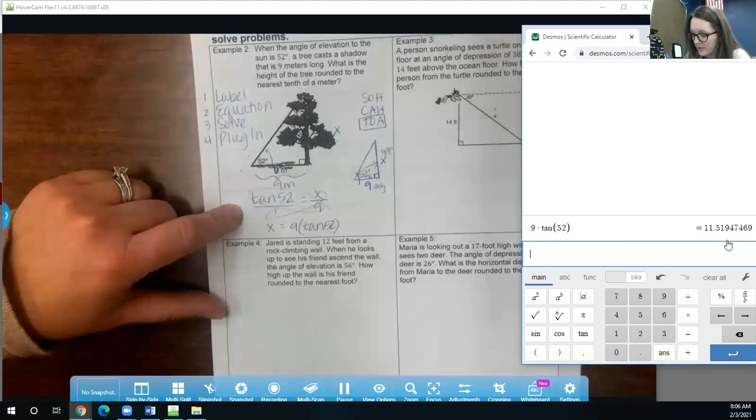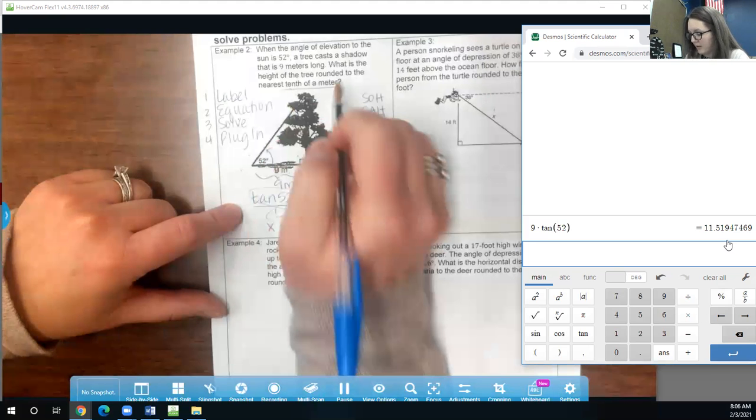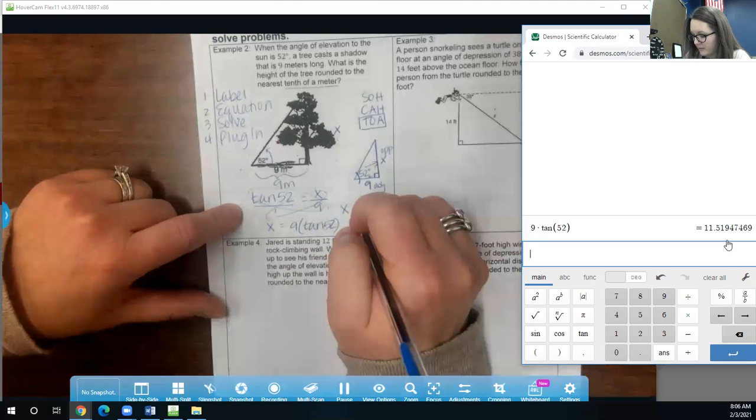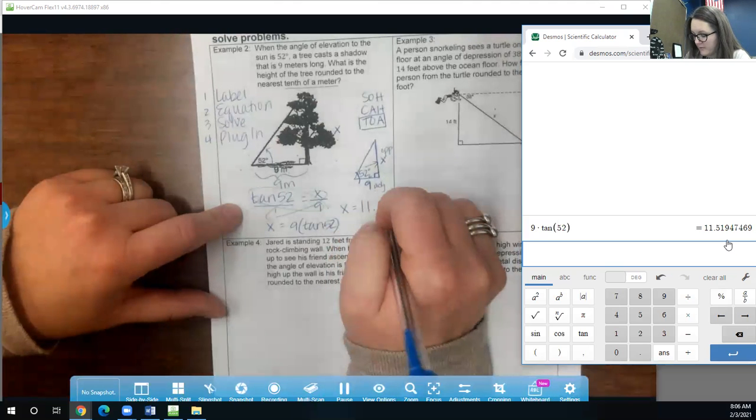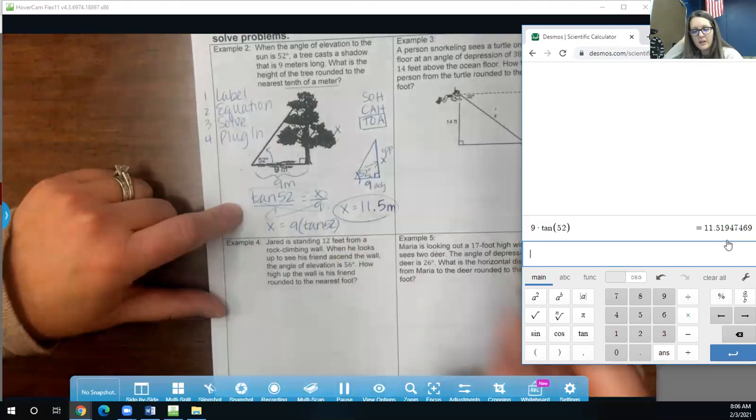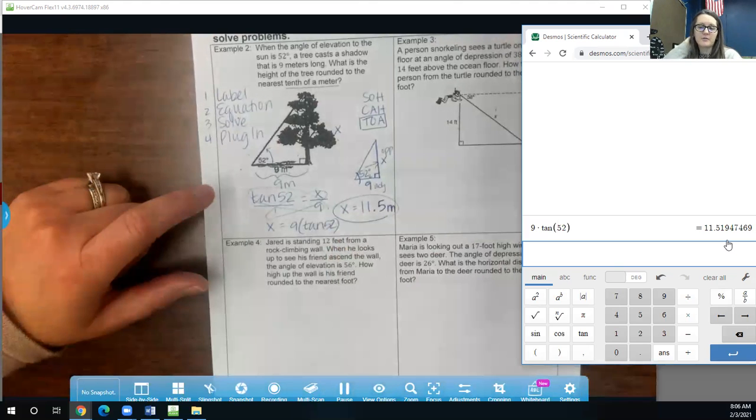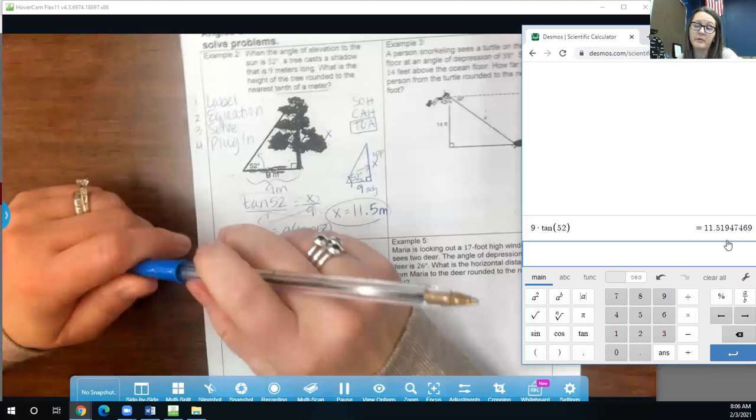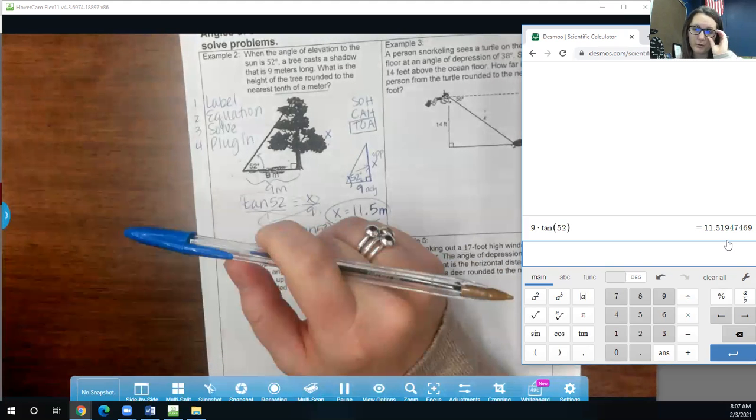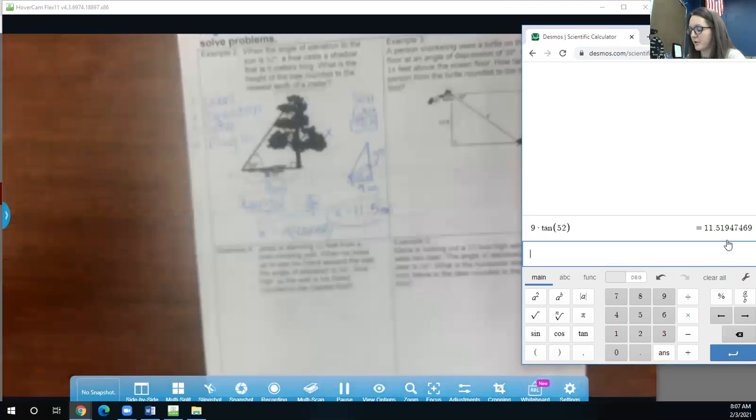So we need the nearest tenth of a meter, just checking there. So if it's 11.51, it rounds and stays 11.5. And meters, let's make sure to get our units in there. We're just thinking, does that make sense for a tree to be 11.5 meters? Each meter is about 3 feet, so does it make sense for a tree to be 33 feet tall? Sure it does. That sounds pretty good.